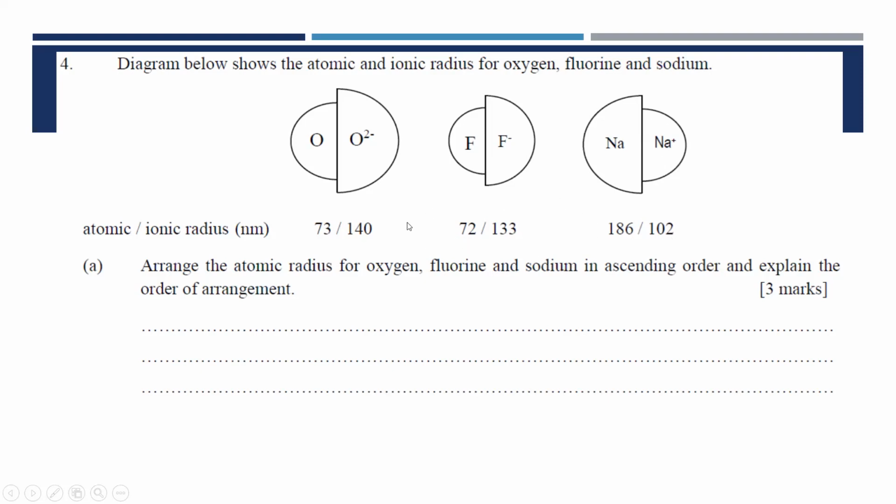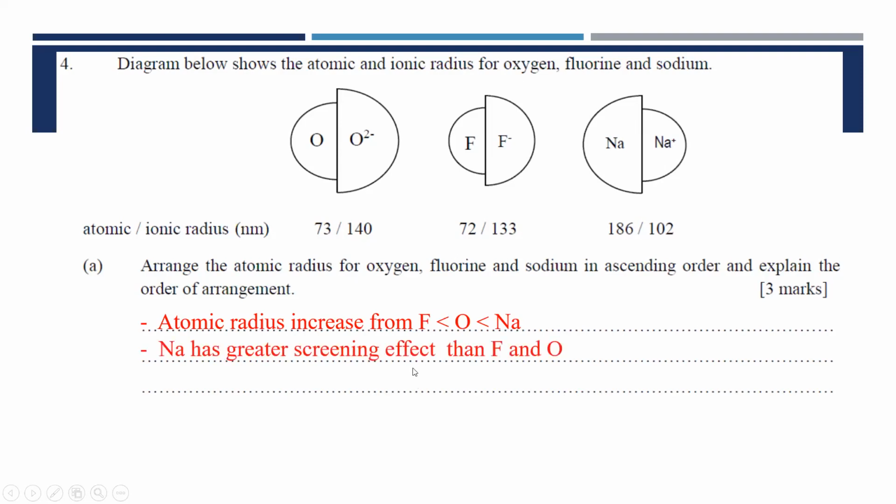Okay. A. Arrange the atomic radius of oxygen, fluorine, and sodium in descending order. Explain your order of arrangement. So atomic radius increases from fluorine to oxygen to sodium. Okay, so why is it like that? Because oxygen and fluorine are from the same period, therefore fluorine has a greater effective nuclear charge than oxygen, while sodium is from the third period, so it has an additional shell, therefore it has a greater screening effect.